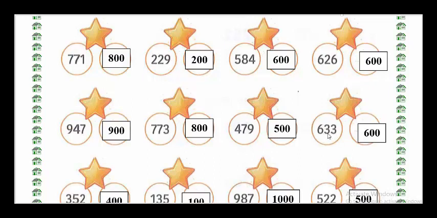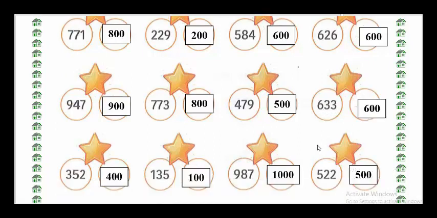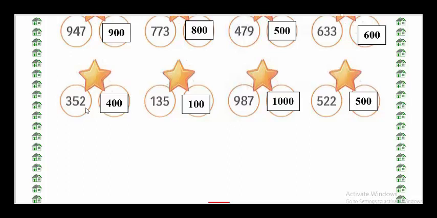633, 3 is a poor number, so 6 will be 600. 352, 5 is a rich number, so 3 will be 4, the answer will be 400. 135, 3 is a poor number, so 1 will be the same, 100. 987, where are the tens? 8. 8 is a rich number, so 9 will be 10, and 10 in the hundreds place, it will be 1000. 522, 2 is a poor number, so 5 will be the same, 500.